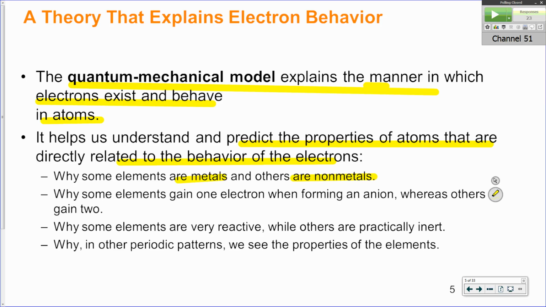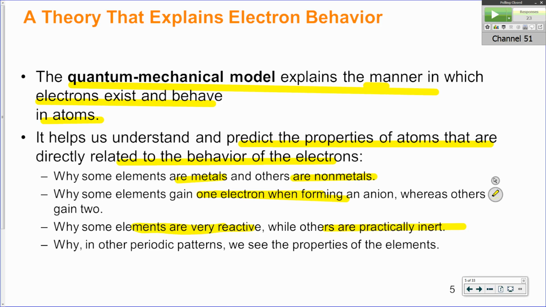The electrons determine. How many electrons does it have? Does it like to gain electrons or lose electrons? Why do things in the 1A family want to lose 1 electron? Things in the 2A family want to lose 2 electrons to form +2 cations. The same when you make anions. Why do things want to make a -1, like the halogens, and things like oxygen want to make -2? Why, as we mentioned before, are some elements very reactive and others practically inert, like the noble gases?